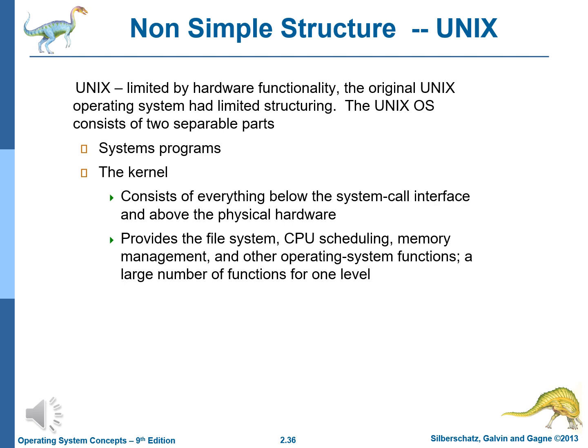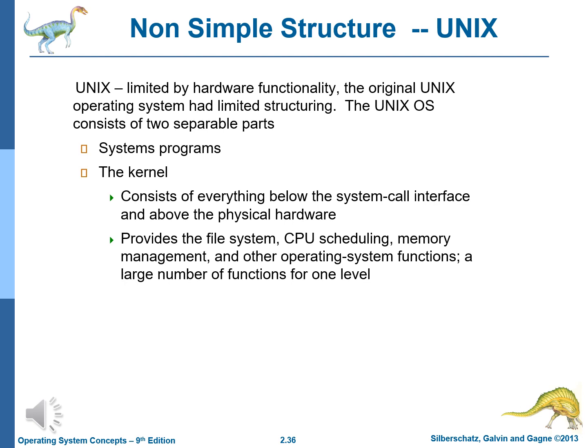Another example of limited structuring is the original Unix operating system. Like MS-DOS, Unix initially was limited by hardware functionality. It consists of two separable parts, the kernel and the system programs. The kernel is further separated into a series of interfaces and device drivers, which have been added and expanded over the years as Unix has evolved. We can view the traditional Unix operating system as being layered to some extent. Everything below the system call interface and above the physical hardware is the kernel. The kernel provides the file system, CPU scheduling, memory management, and other operating system functions through system calls.